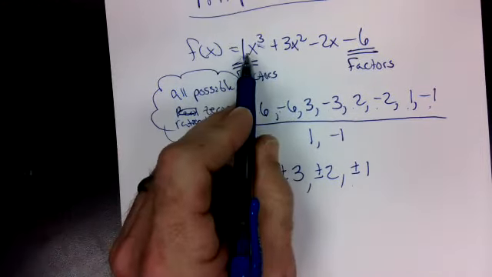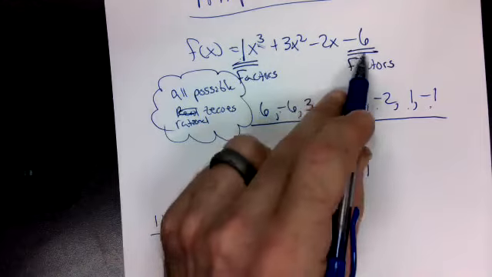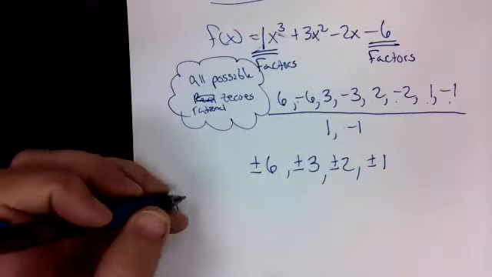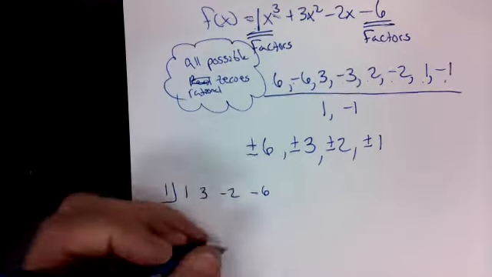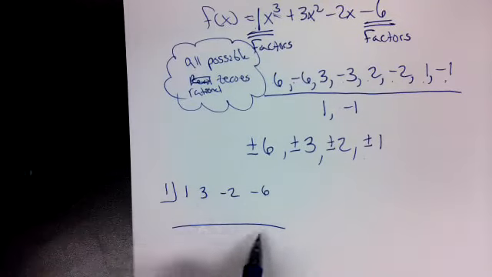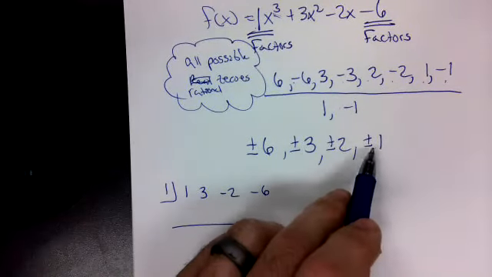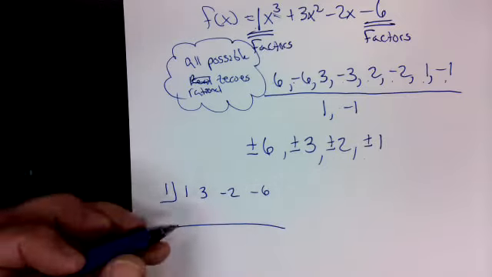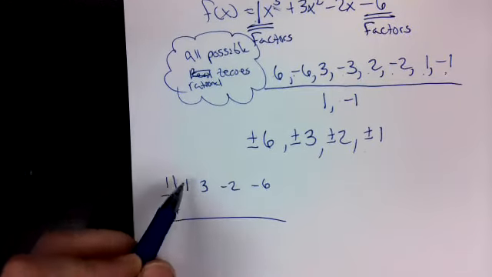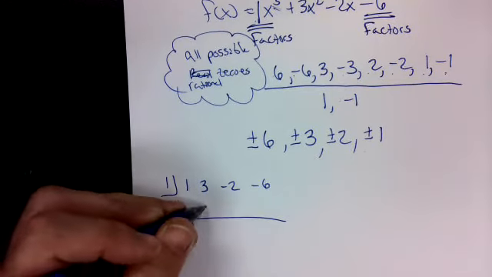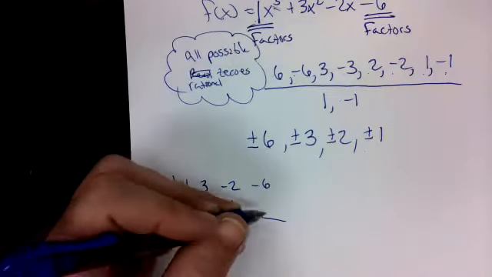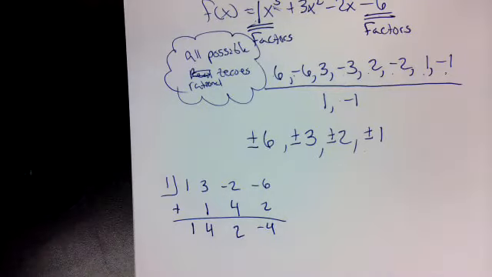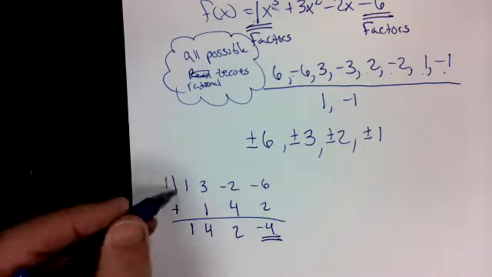So from my original problem, x to the third, x to the second, x and negative 6, I don't have any missing terms. So I'm going to use 1, 3, negative 2, and negative 6. And I'm looking to find a zero. So I'm just starting with the smaller numbers because they're going to be faster to work through. So I'm going to try positive 1. So going through the pattern of synthetic: add, multiply, add, multiply, add, multiply, add. Okay, that's not a zero. 1's not a zero.